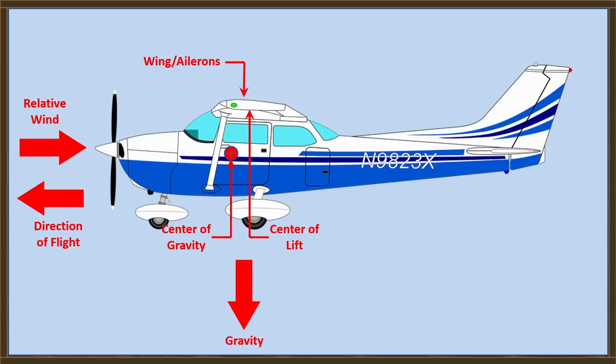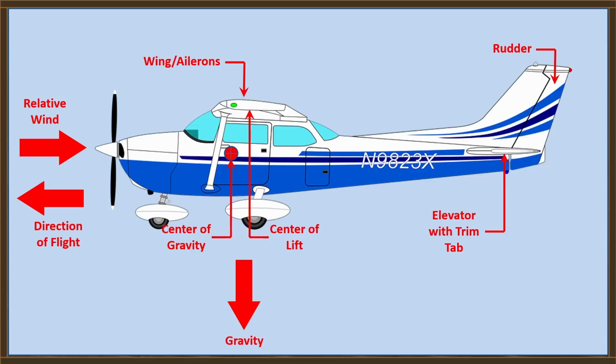We have a wing, and the wing has ailerons, and the ailerons control the roll axis of the plane. At the back, we've got a rudder. The rudder is used to control the yaw axis of the plane. And then we have an elevator. The elevator is what controls the pitch of the airplane, or the position of the nose of the plane.